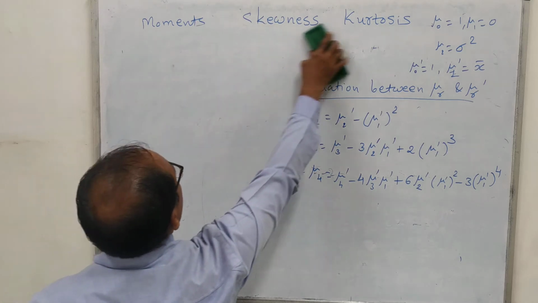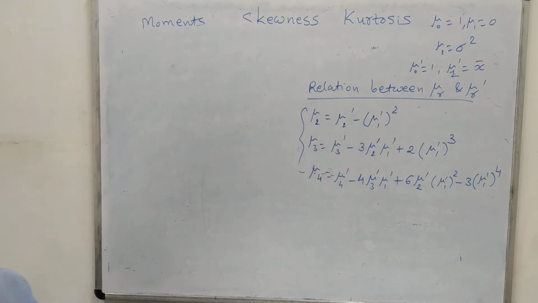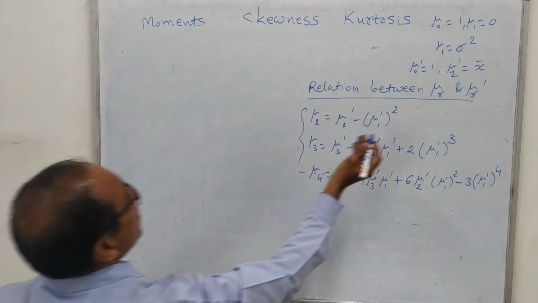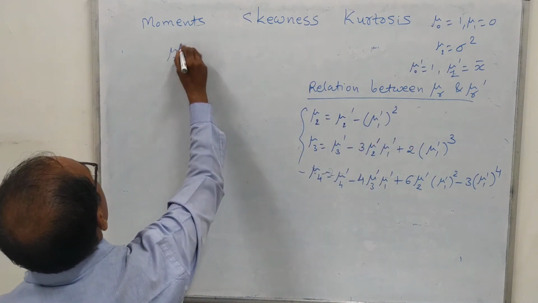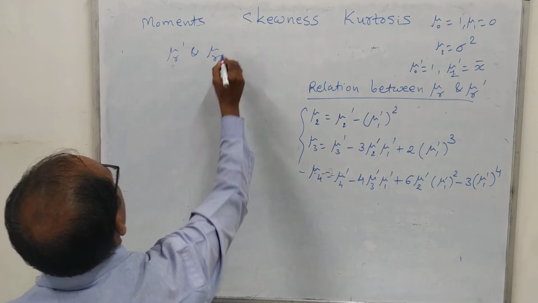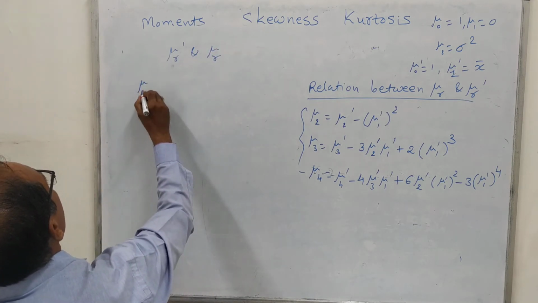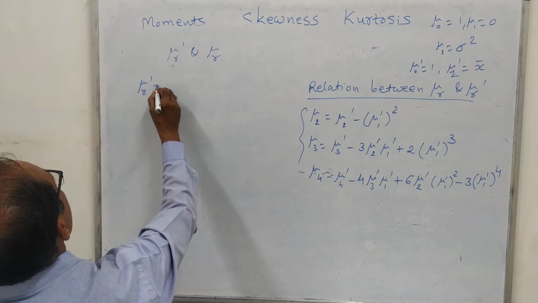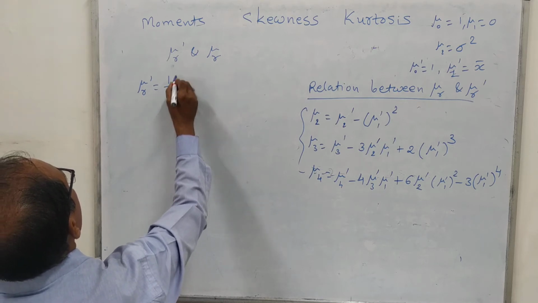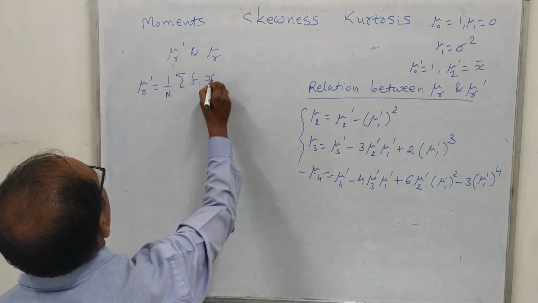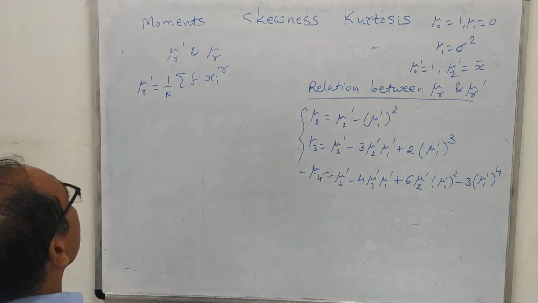How these formulas can be derived? These are very easy to derive. Okay? If you want, you can also derive the formula between mu r dash and mu r. But then what we have to do? We know that mu r dash equal to 1 upon n sigma fi xi raised to r. This is the general formula.